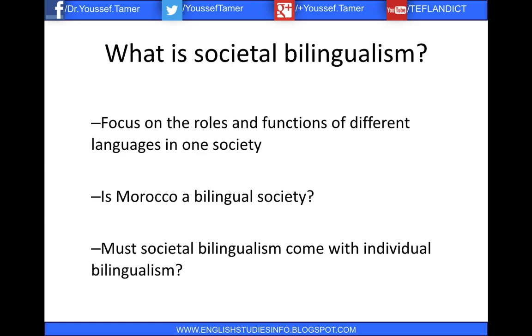And Morocco for sure is one good example of that. It's even further than that, because Morocco is not just a bilingual country, it's a multilingual country, because we have more than 2 languages spoken in this country.